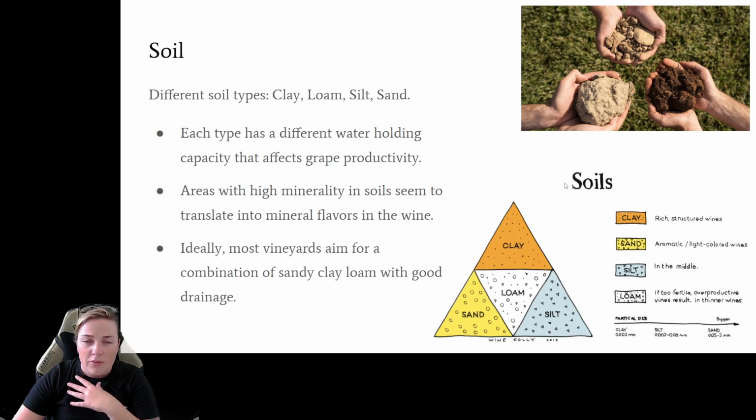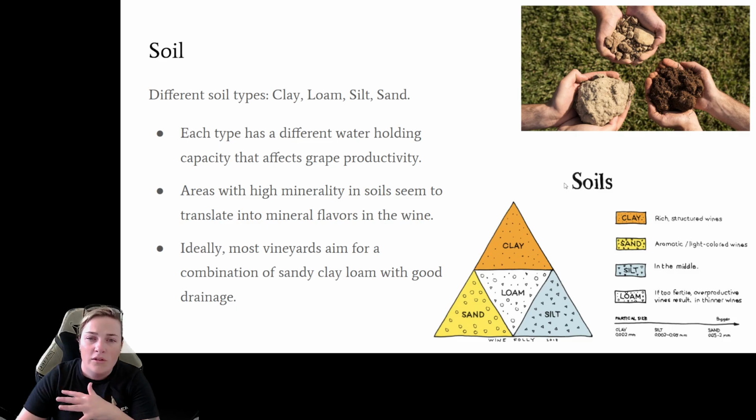Okay, so moving on to soil. Soil is very important in vineyards. It's the ground, literally, that we produce our crop on. There's different types of soil, and there's really only 3: sand, silt, and clay. Loam is a combination of those three types of soil. Each has different water holding capacity, minerality, and drainage capacity.